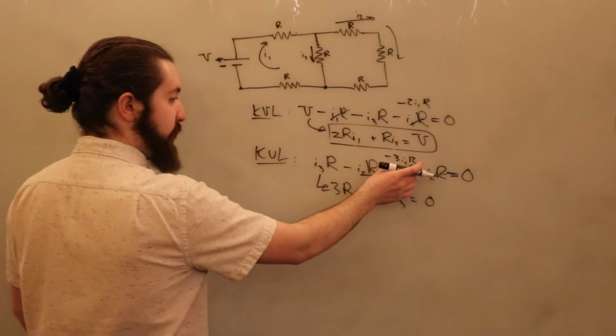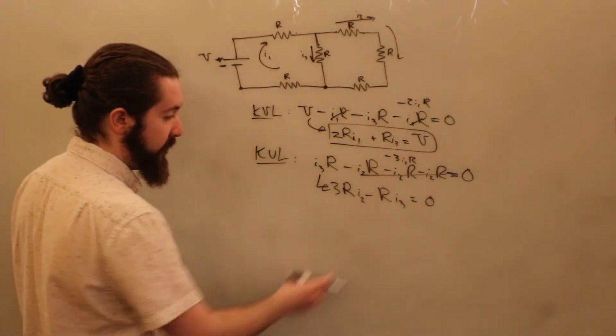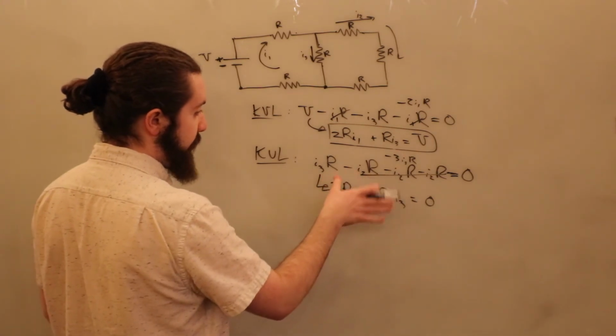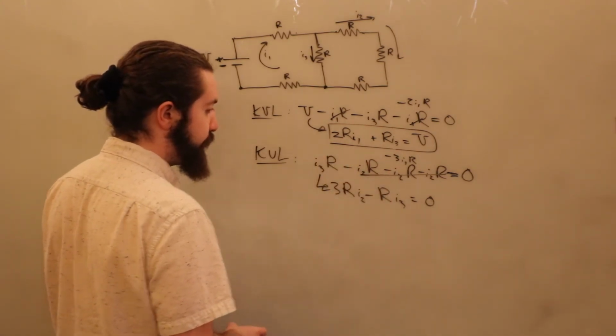3I3R. Switch the I3 and the R around, because with our unknowns, it's nice to have them last. And then we just put a negative sign on everything.